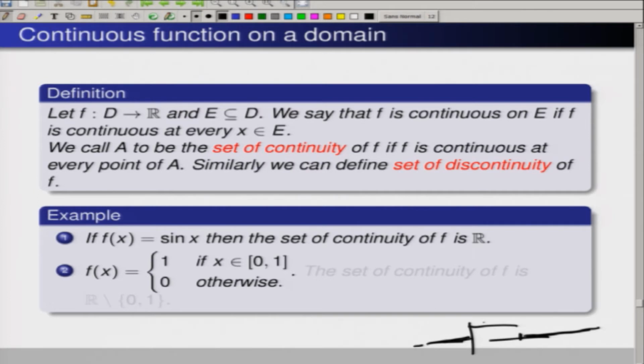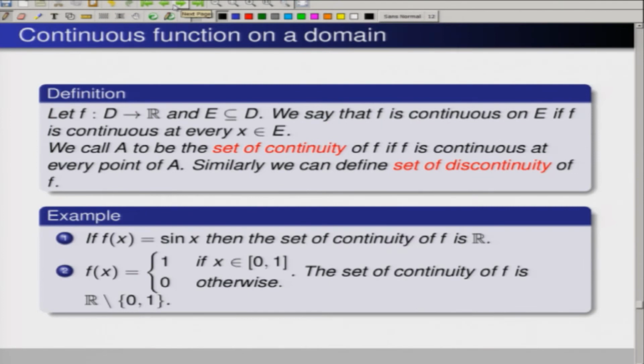Now, in (0, 1), we have seen that f is continuous in the open interval (0, 1). At the endpoints 0 and 1, we have seen that f is not continuous at 0 and not continuous at 1. So, the set of continuity of f in this case is going to be the entire real line except the points 0 and 1. So, one would see some very interesting behavior of the continuous function.